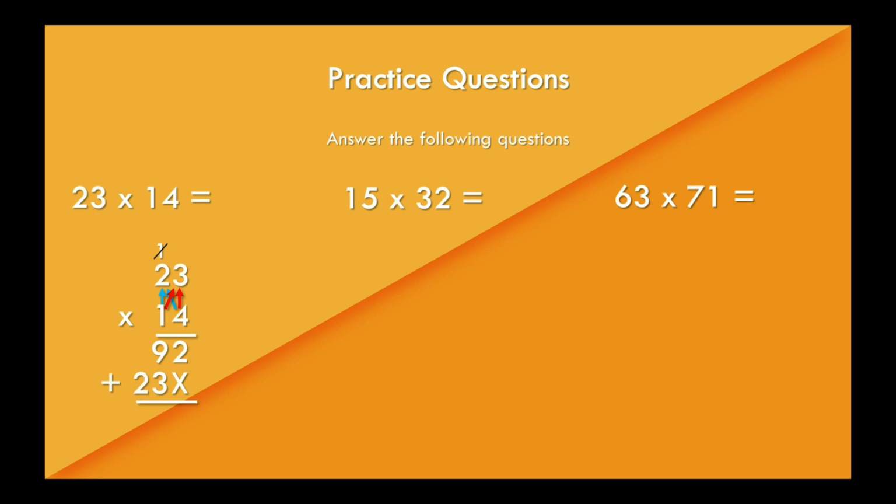1 times 3 is 3, and 1 times 2 is 2. Since we finished the multiplication, we can start the addition. 2 plus nothing gives us 2. 9 plus 3 gives us 12, carrying the 1 above. Adding that to the 2 gives us 3, giving us a final answer of 322.